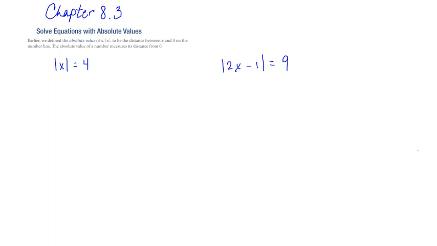Hi there, we're going to look at some equations involving absolute values. Absolute values can be a little tricky because we have two answers. Let's look at this first one here. We have the absolute value of x equals 4.